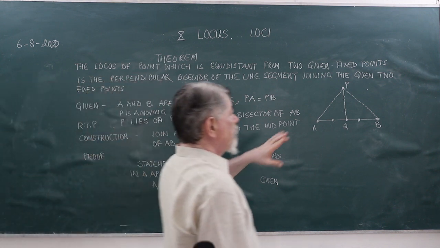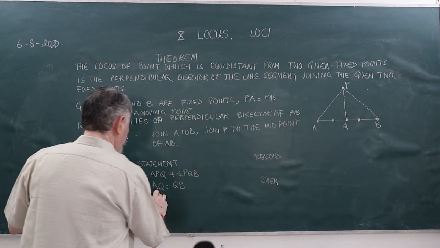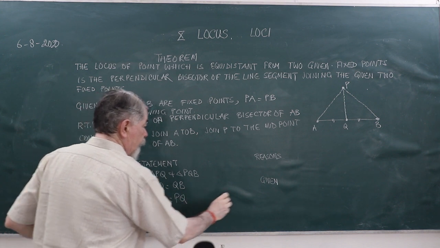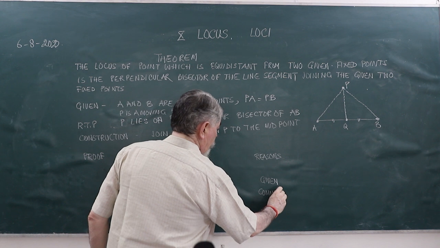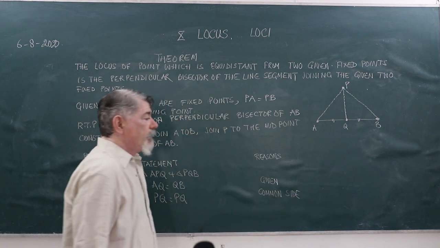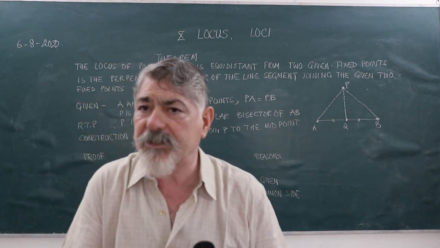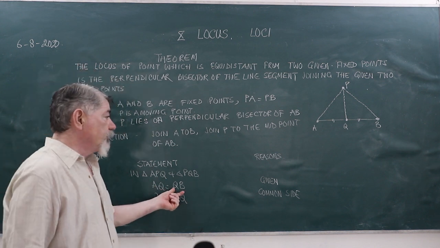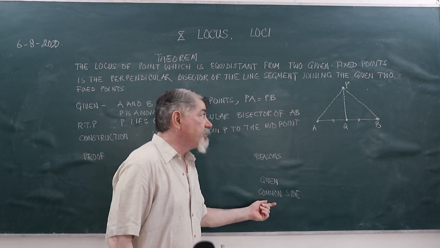Then we are saying that PQ is common. PQ is equal to PQ, common side. Always write the statement on one side, reason on the other side, because it is very important in theorems to mention the reason. If you don't mention the reason, you may lose marks. Now, AQ is equal to QB, the reason is given. PQ is equal to PQ, it is a common side.